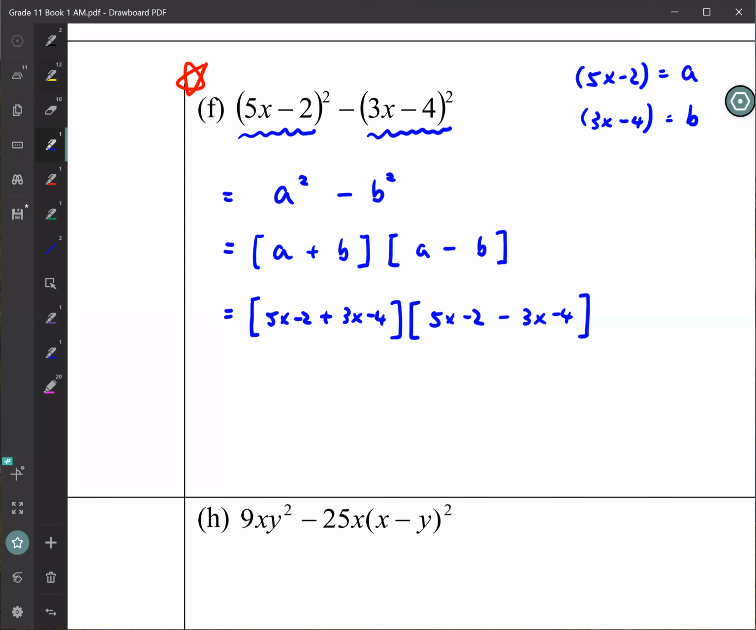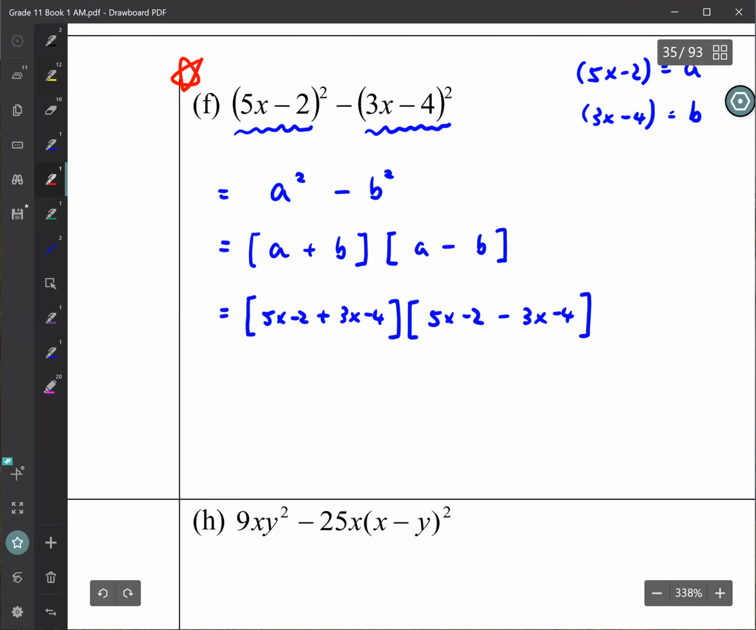Just 2 people? 3, 4? Okay, Aaron, what's the mistake here? You're missing the brackets. Missing the brackets on which one? On like all of them. All of them, yeah. But which one matters the most? The 3x minus 4. In which one? The second one, because when you're multiplying the negative in. Yeah, okay, very good.